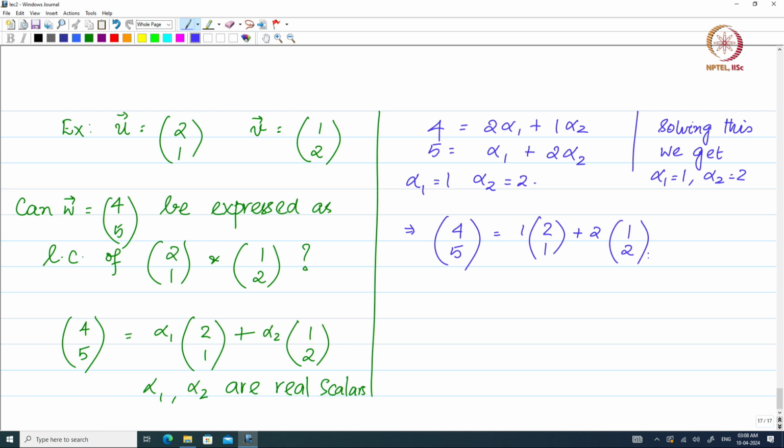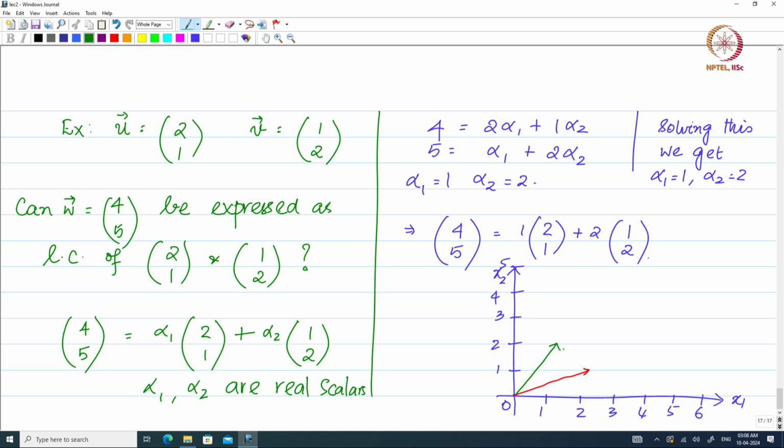Now, what does that mean? Let us see geometrically. We have our x1 axis and our x2 axis, marked 0 1 2 3 4 5 6. Now, let us take the vector 2 1, which is basically this vector. Then let me take the vector 1 2, which is basically this vector.